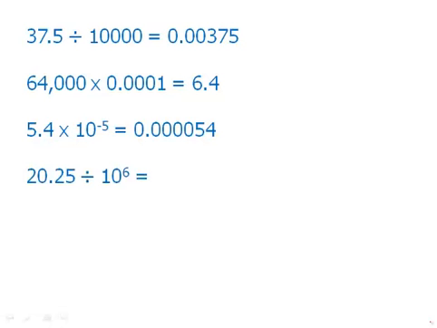20.25 divided by 1 million, divided by 10 to the 6. This will move 6 places to the left. So the first 2 places get it in front of that first 2, and then it has to move 4 more places beyond that. And so we get 4 placeholding zeros to the right of the decimal point.